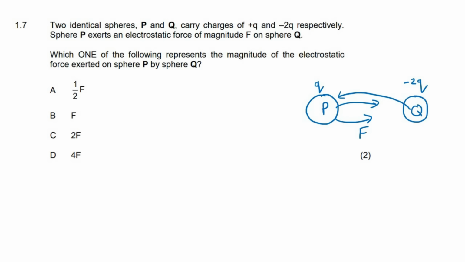Now guys, remember Newton's third law. When an object A exerts a force on object B, then object B exerts the same force, but in the opposite direction on object A. And that force is the same value. It's the same size. Okay? So the answer for this one is definitely B. There's no calculations that you need to do here. This is literally just Newton's third law.